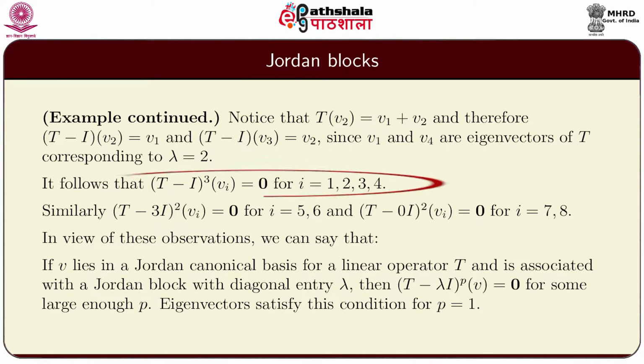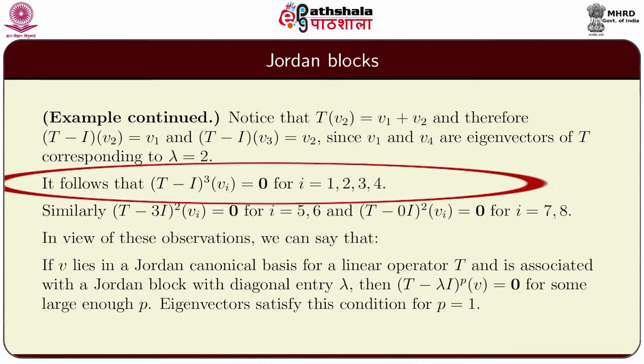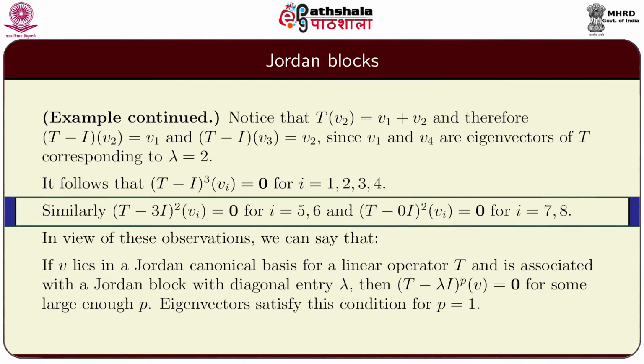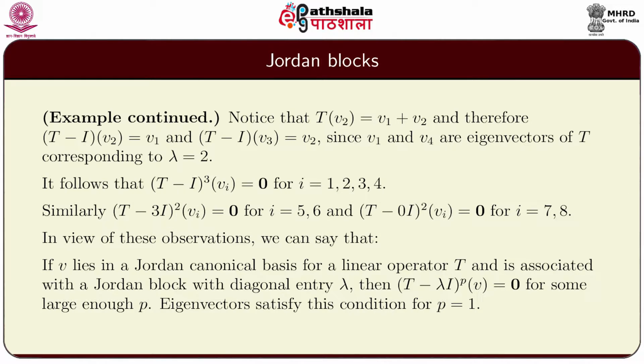Now, it follows that (T minus I) raised to 3 of Vi is 0 for i equal to 1, 2, 3 and 4. Similarly, (T minus 3I) whole square of Vi is 0 for i equal to 5 and 6, and (T minus 0I) whole square of Vi is 0 for i equal to 7 and 8.